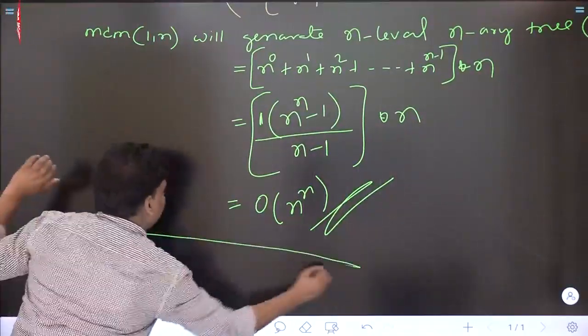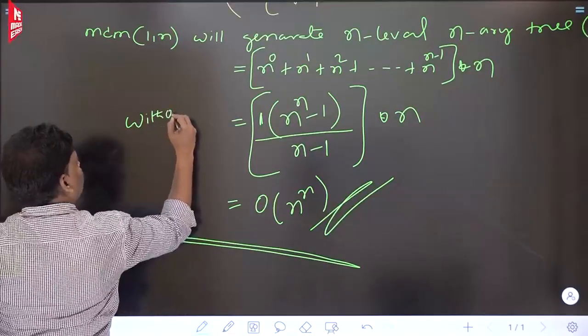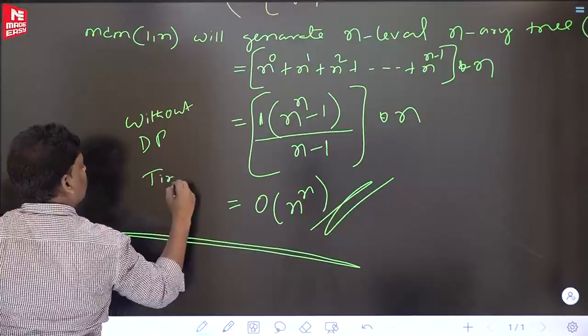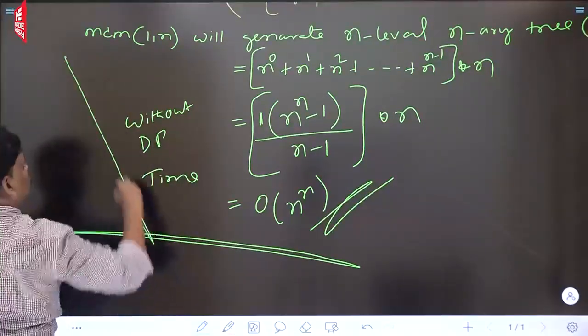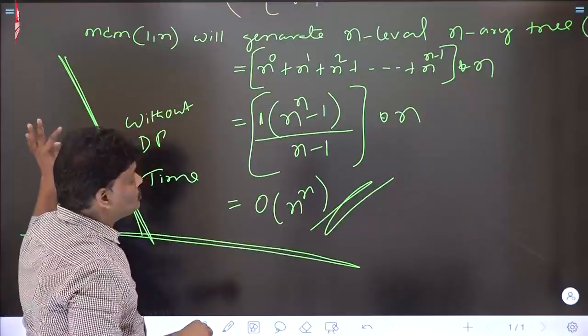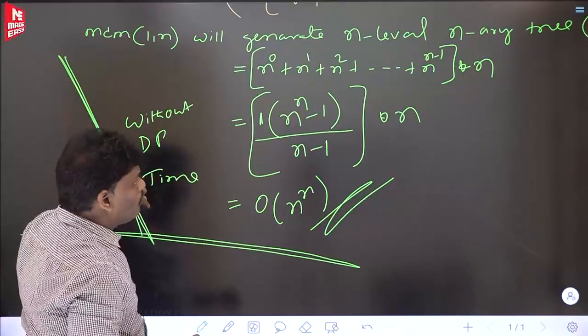Let me write. Without dynamic programming, time is n power n. Some people are asking, sir, why n power n? In all previous problems it was 2 power n. Now why n power n?